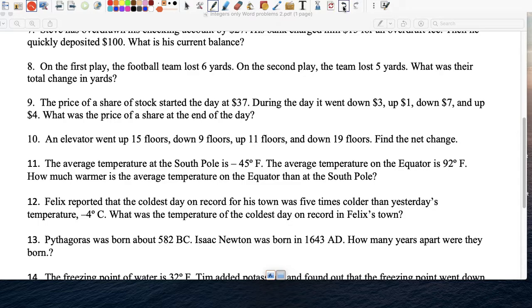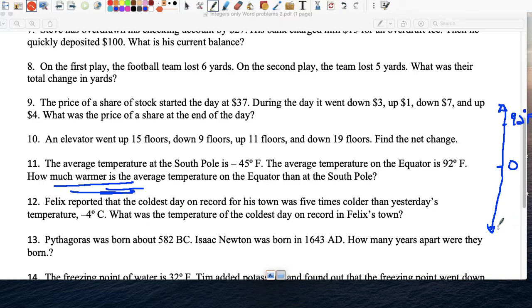The average temperature at the South Pole is negative 45. The average temperature at the equator is 92. How much warmer is the average temperature? Okay, so this one actually says how much warmer, right? So let's use a thermometer over here. This is 0. The equator is 92 degrees Fahrenheit. So let me put it right here.